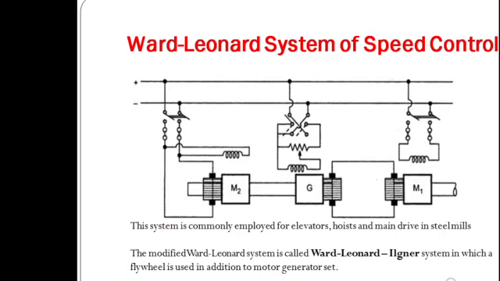So if it is the Ward Leonard Ilgner method, a flywheel is used in addition to the motor generator sets. That is, if one motor is acting as a forward bias, another motor will be acting as a reverse bias. So this method is commonly employed for elevators, hoists, and main drive in steel mills.